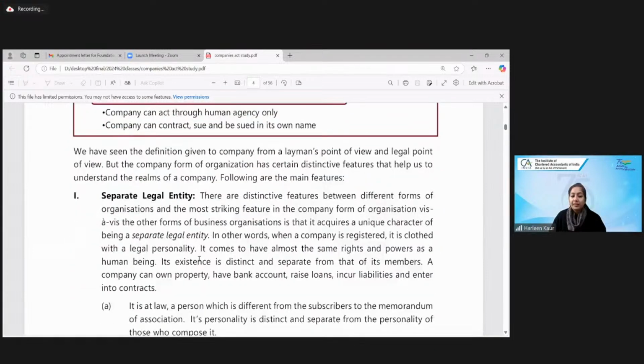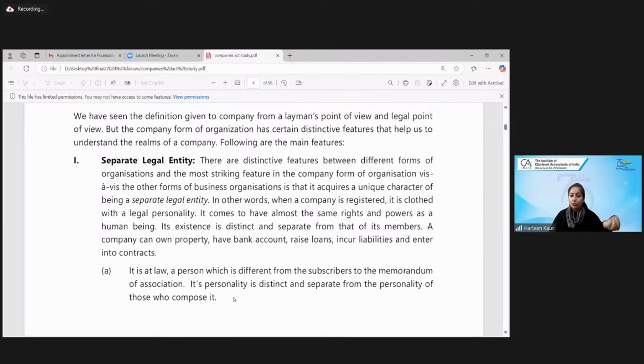And now, separate legal entity means the company has a separate legal personality. Once it is registered, it becomes a legal personality. Something comes into existence. Like I told you, ABC Limited has come into existence. So ABC Limited is separate and distinct from Mr. A, Mr. B, and Mr. C. Means the company can own property. There can be properties in the name of ABC Limited. Like Tata Motors, it can have property in the name of Tata Motors company. Tata Motors can have their own bank accounts. They can raise loans in the name of the company.